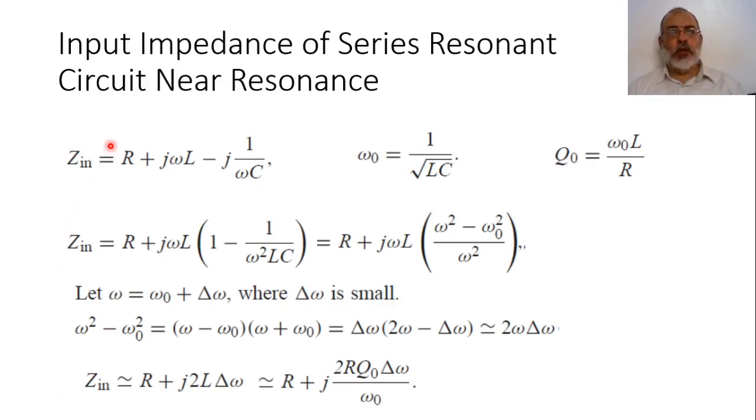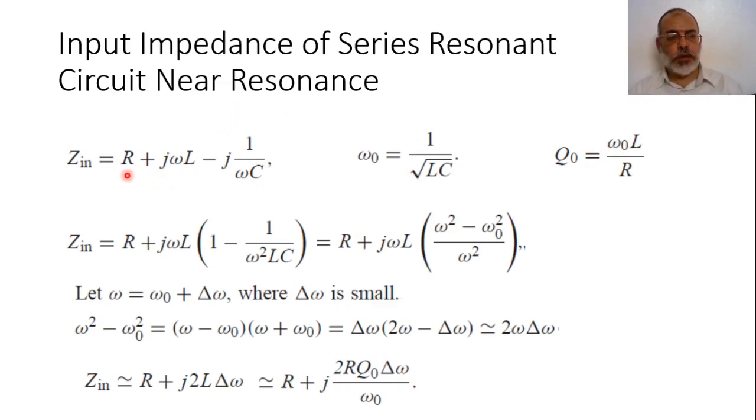Input impedance of the series resonance circuit near the resonance. In general, we have obtained the input impedance, Z input, as R plus j omega L minus j over omega C. This is a general form for the input impedance for series resonance. However, we may need to approximate this input impedance when we are working quite close to the resonant frequency. Because at the resonant frequency specifically, at omega equals omega naught, Z input equals R. But quite close to the resonant frequency, what will be the input impedance? We know that omega naught is 1 over square root LC. And also we know that the quality factor at the resonance, Q naught, equals omega naught L over R.